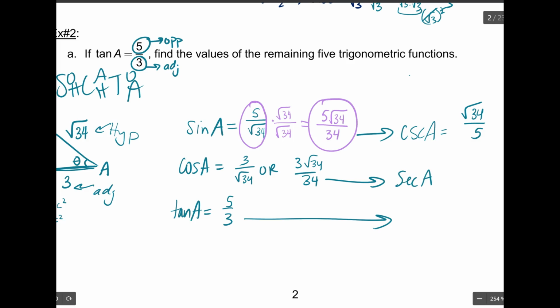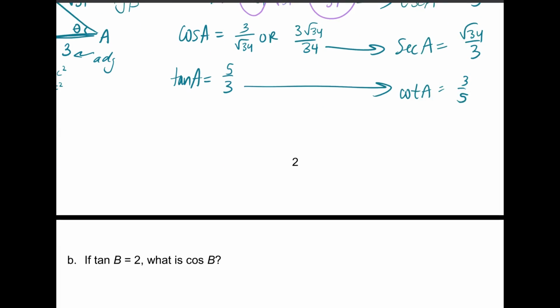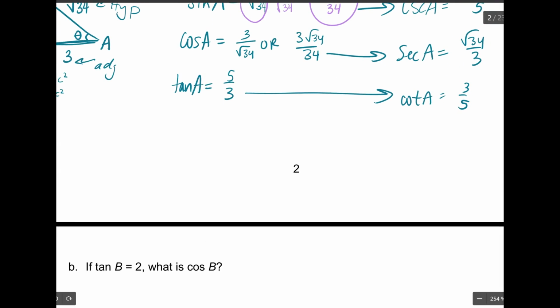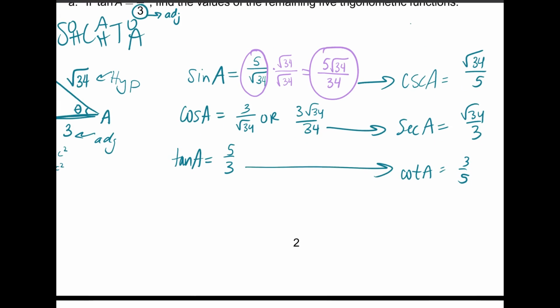Secant, root 34 over 3. Cotangent, 3 over 5. Awesome. So I want you guys to try the next one.